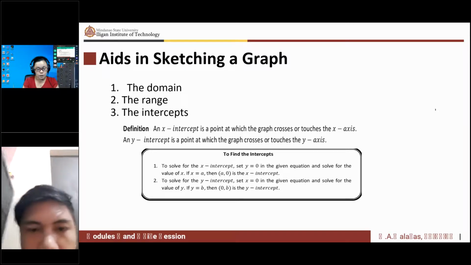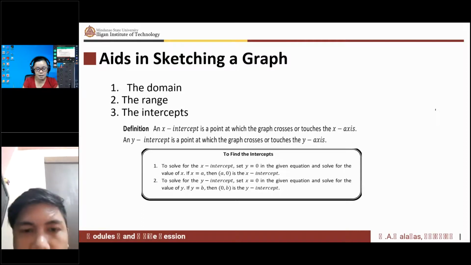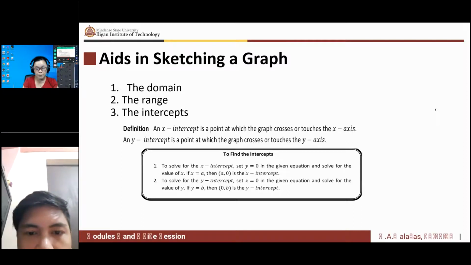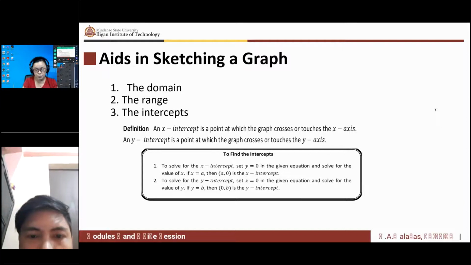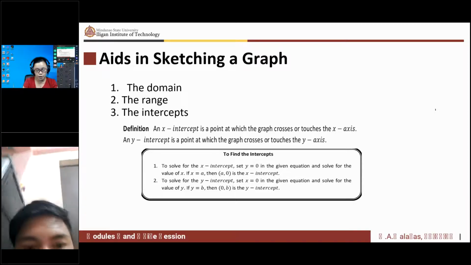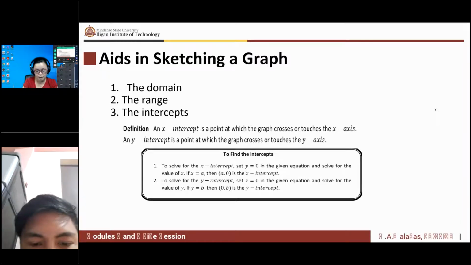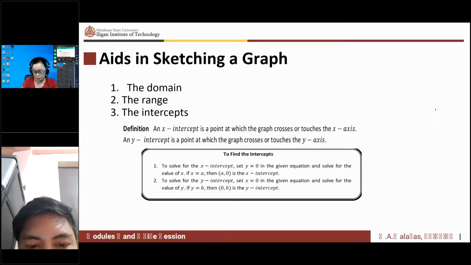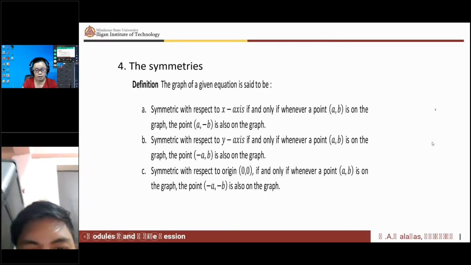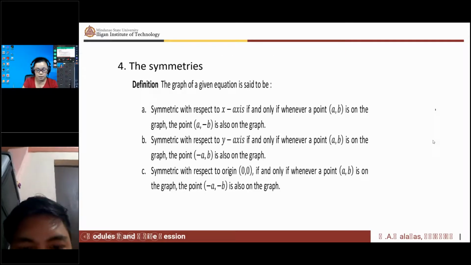Now, if x is equal to a, then (a, 0) is the x-intercept. Remember, an x-intercept is a point. To solve for the y-intercept, set x to 0, and then solve for the value of y. So if y is equal to b, then (0, b) is the y-intercept. We also have the symmetries, or the mirror-like property.